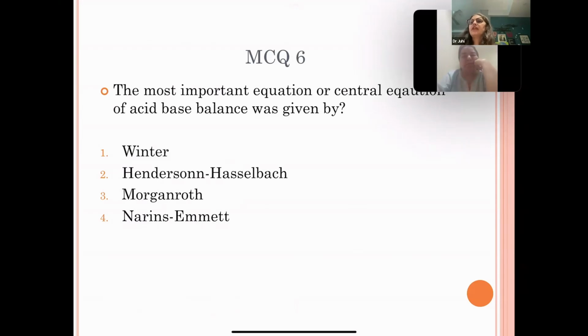Last, the most important equation or the central equation of acid base balance was given by Winter, Henderson-Hasselbalch, Morgenroth, Lorenz, Emmett. Okay, iPhone answered option 2. Who is this iPhone? Can you write your name in the chat box?